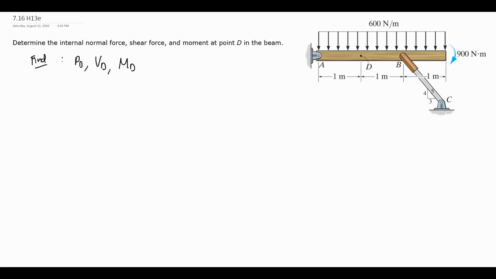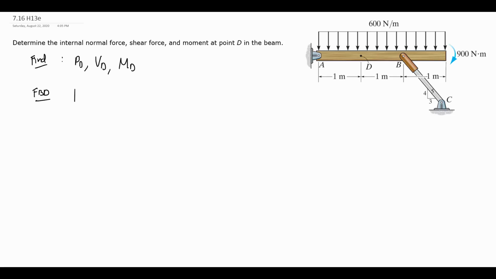As is typical, we're going to try to find the external supports first. This is statically determinate, so we're going to be able to do that. So solve the external problem first, then we're going to jump in and see what's happening internally at point D. So we're going to start with our free body diagram.